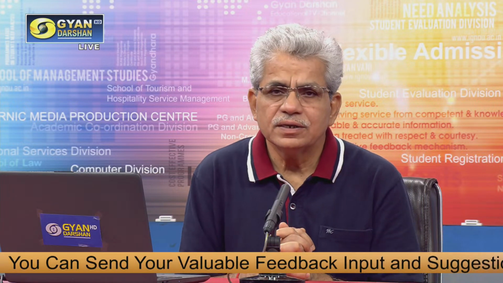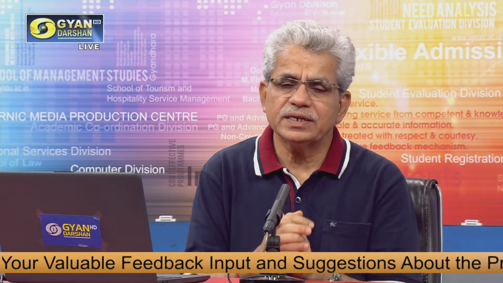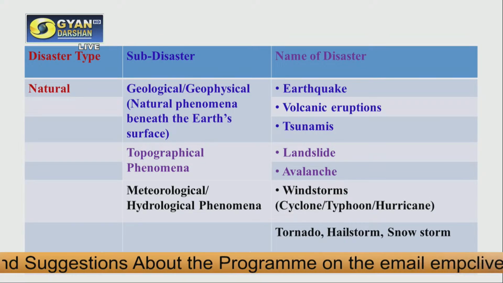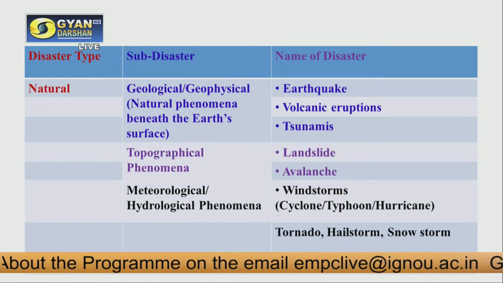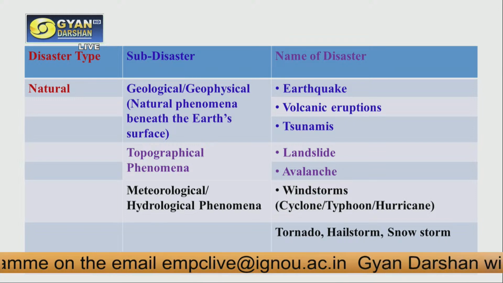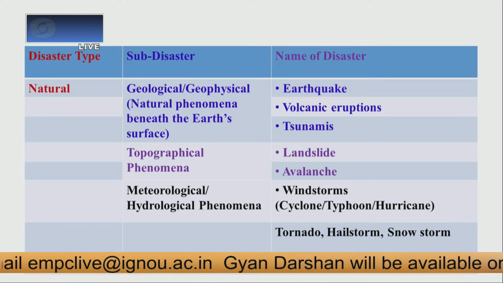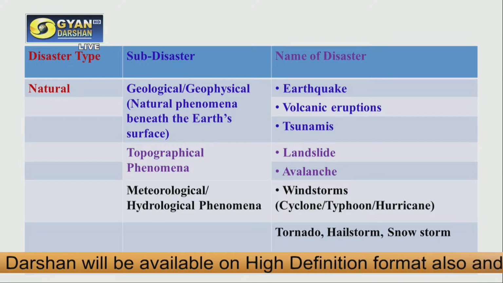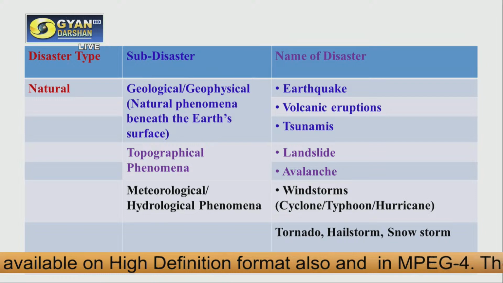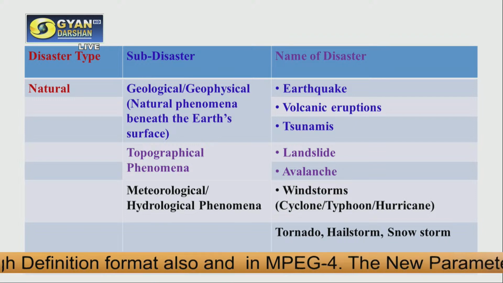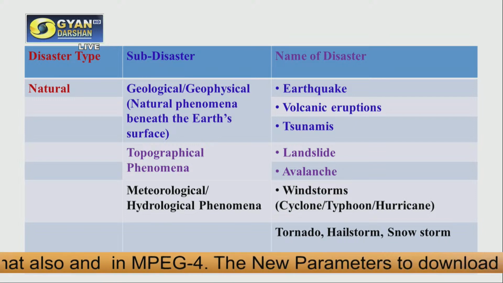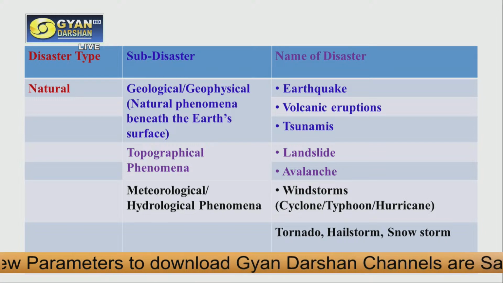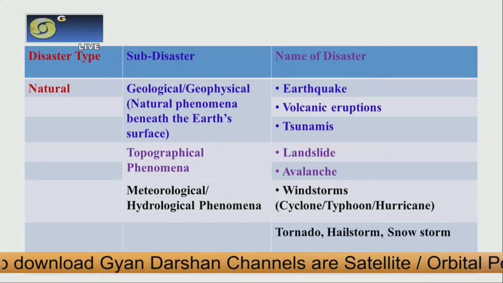Then we see these categories in tabular form, what the different types of disasters are. I have presented here the different types of disasters, then the subcategories of these disasters, that is the sub-disasters, and then an example of that disaster or the name of the disaster. So let us begin with the first one, that is natural disaster. In natural disaster, there are various subcategories or sub-disasters.